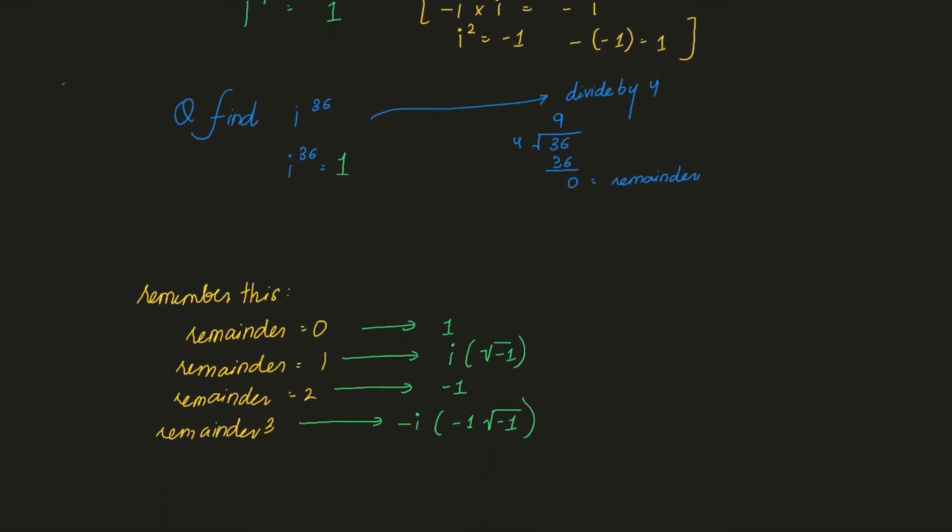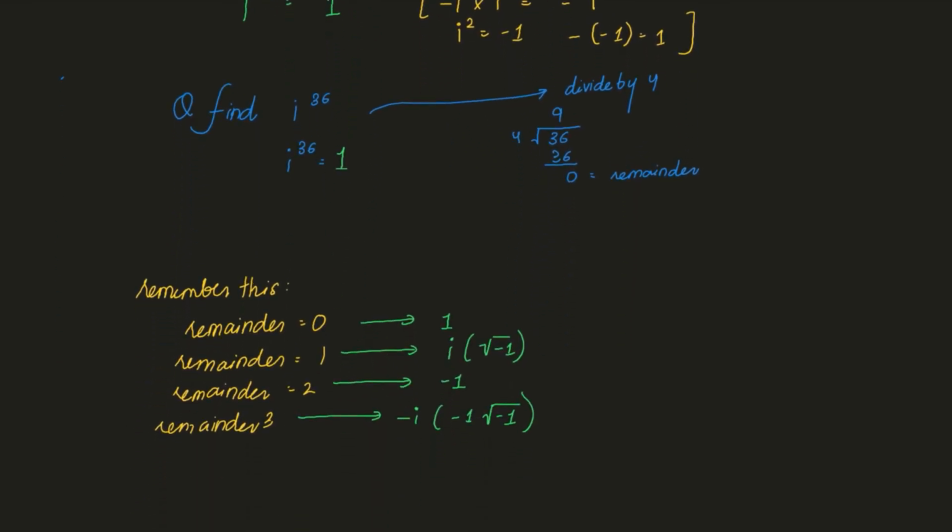And to summarize this, I have written here, upon dividing the power by 4, if the remainder is 0, then it's 1. If the remainder is 1, then it's i. If the remainder is 2, then it's minus 1. And if the remainder is 3, then it's minus i. We will also practice this in the practice questions video for complex numbers.